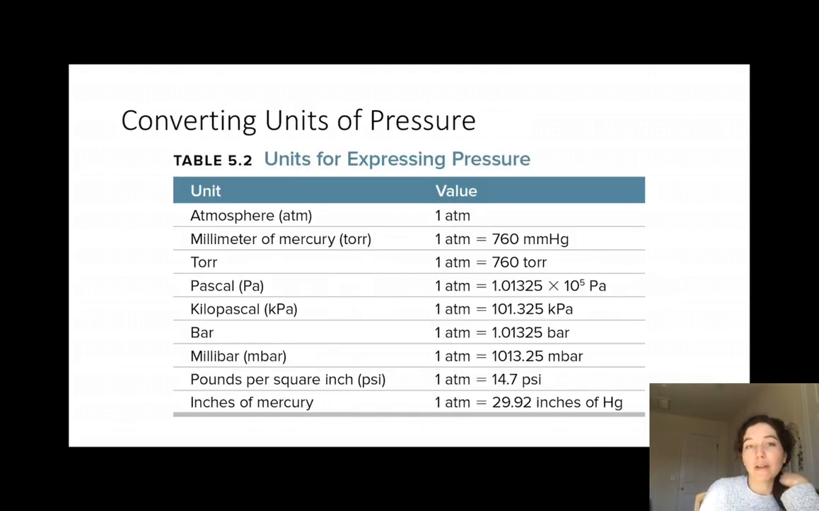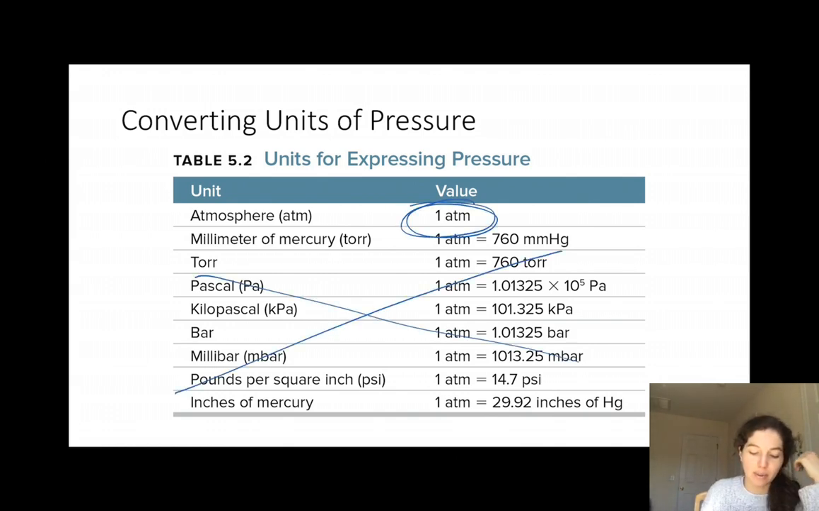So in this class, we're only going to work in ATMs. We aren't going to be worrying about any of these other conversions like pascals, kilopascals, or like in your tires, PSIs. We aren't going to be doing that. It's just going to be ATMs. You'll be given these values. So if you remember this from another chemistry class, the good news is you don't need to know it for this one.